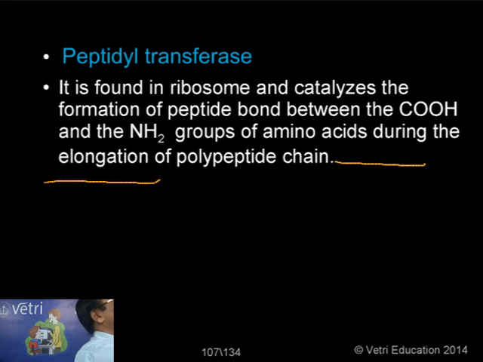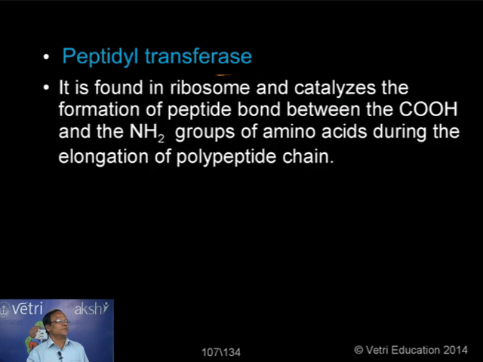Now, peptidyl transferase. As I mentioned already, it is found in the ribosome and catalyzes the bond formation between the carboxyl group of an amino acid and the amino group of another amino acid to form a peptide bond, so as to form a long chain. The peptidyl transferase enzyme, as I mentioned at the beginning, is found in the ribosome and catalyzes the bonding between the carboxyl and amino groups of amino acids to form a peptide bond, which results in the formation of a long polypeptide chain.